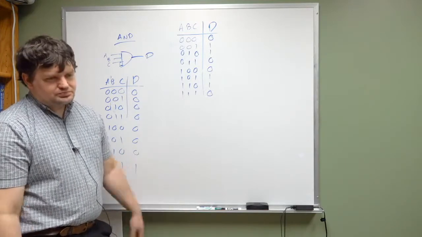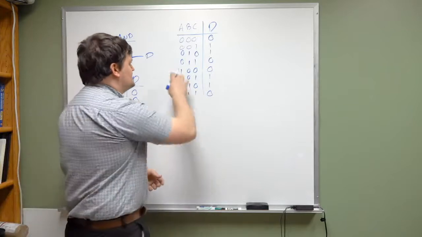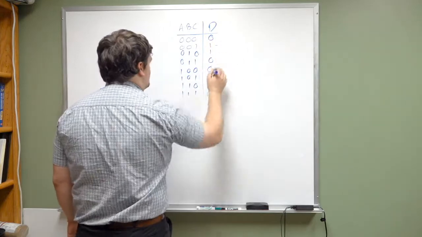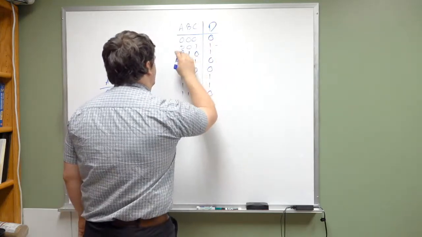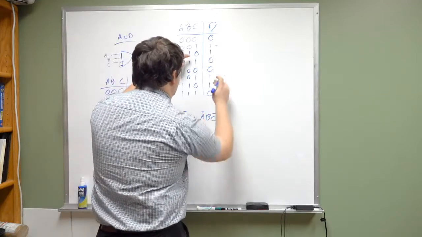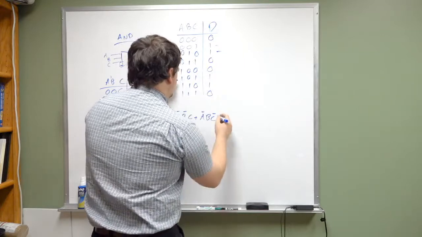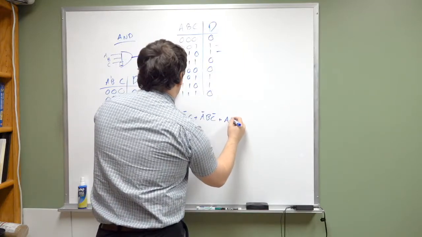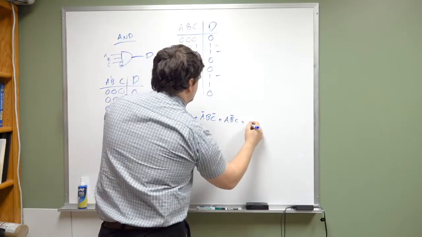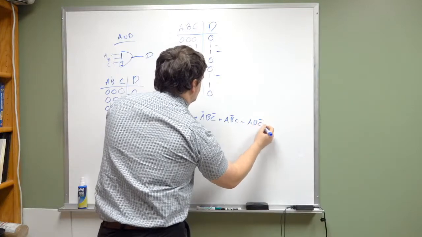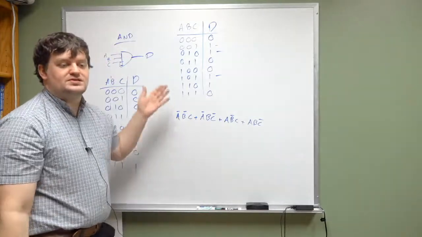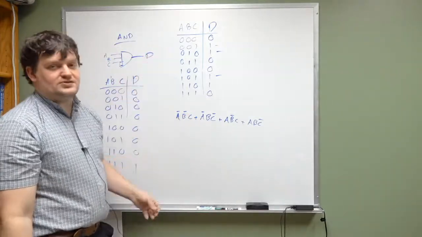But at the end of the day, the end solution is A naught, B naught, C, which is this row, plus A naught, B, C naught, which is this row, plus A, B naught, C, which is this row, plus A, B, C naught. Okay, and that is the solution to this table. Just writing out the 4 different solutions.